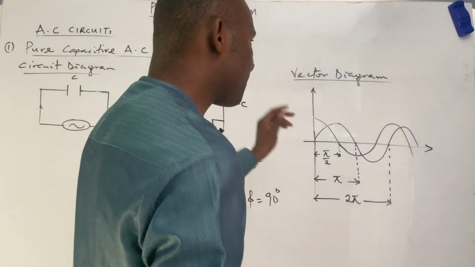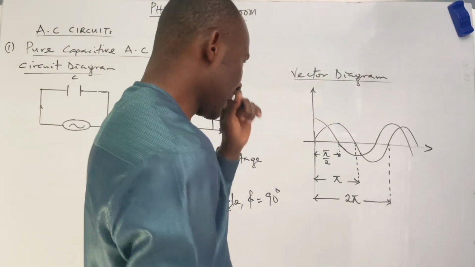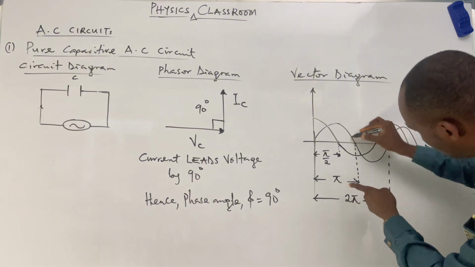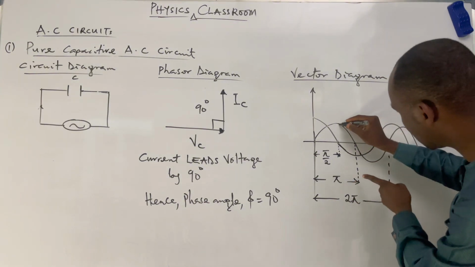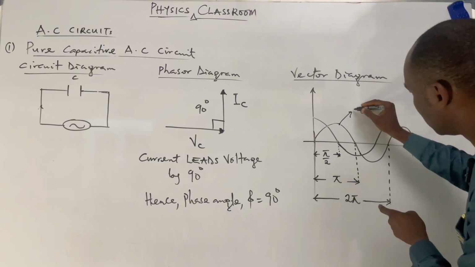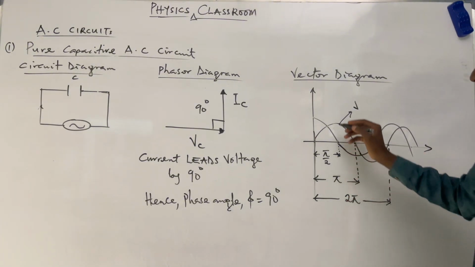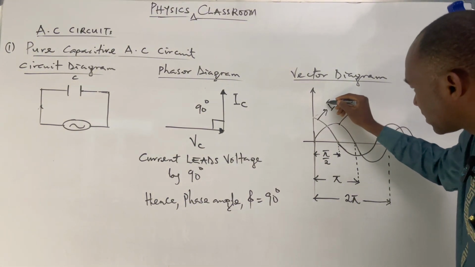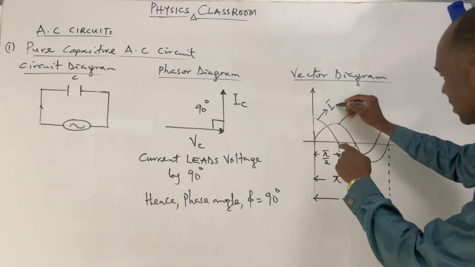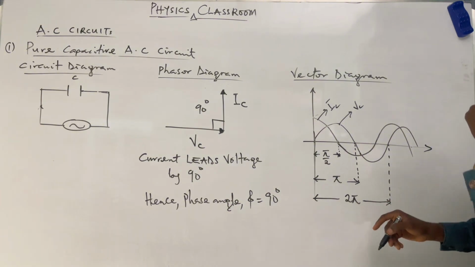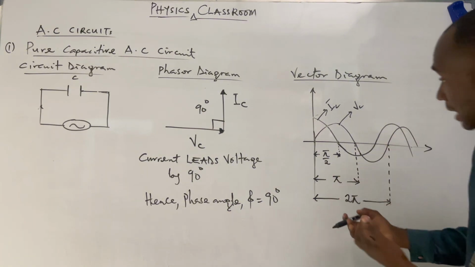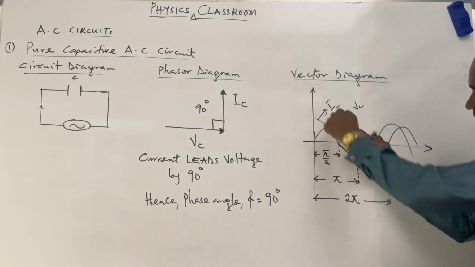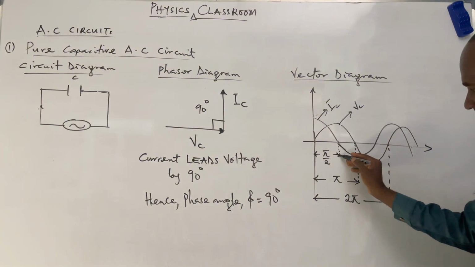Yeah, this represents the vector diagram. As you can see, this particular wave here represents the voltage, while the upper one here represents the current. This is IC, VC. So it's proper to say current leads the voltage by 90 degrees.